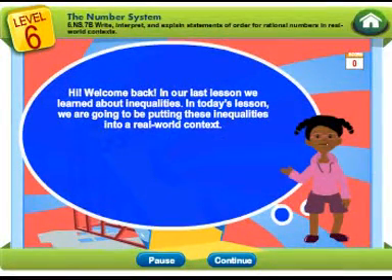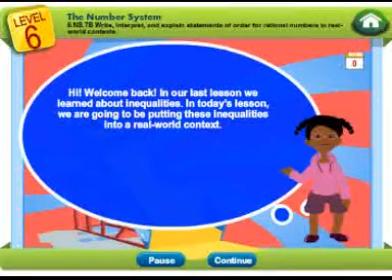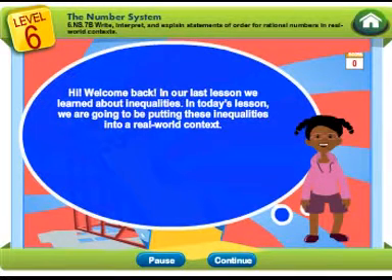Hi, welcome back. In our last lesson, we learned about inequalities. In today's lesson, we are going to be putting these inequalities into a real-world context.